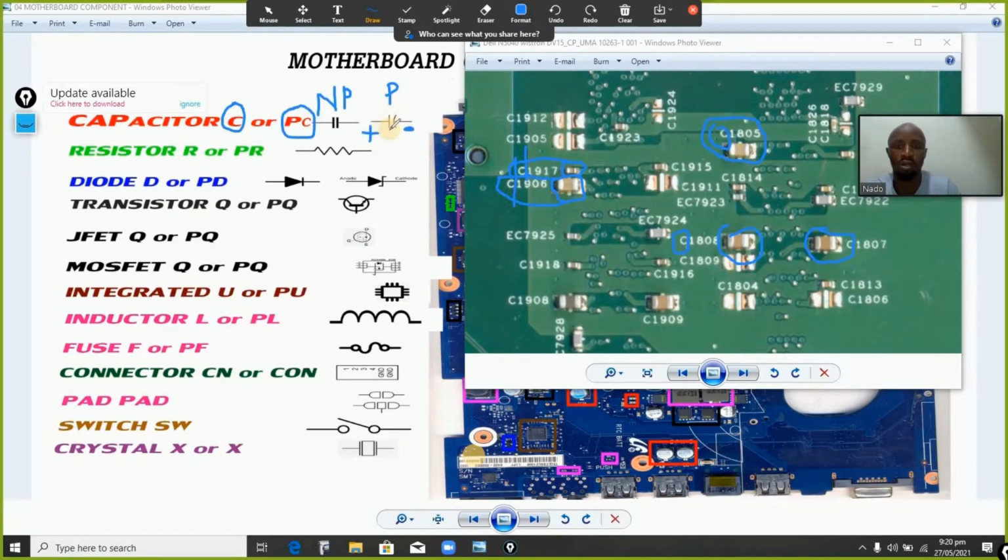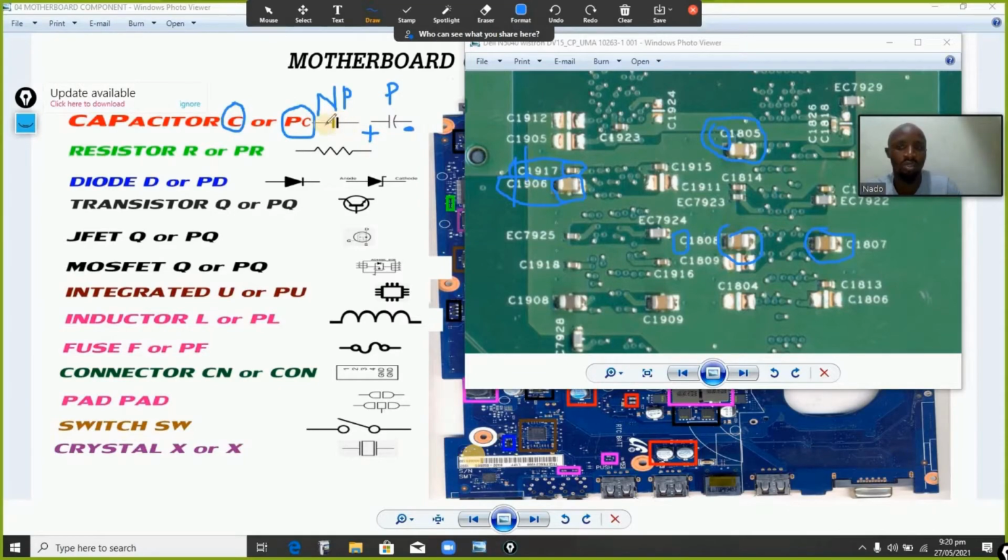If you look at the motherboard, all these ones here are non-polarized capacitors. They have no positive and negative side. If you place a polarized capacitor on the motherboard wrongly, it will breach our board and cause the board to short. So this has positive and negative sides, and the ones that have no positive and negative are the non-polarized.